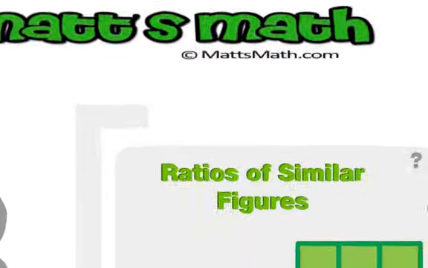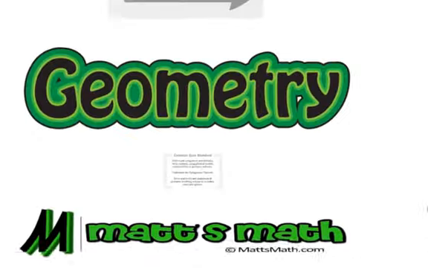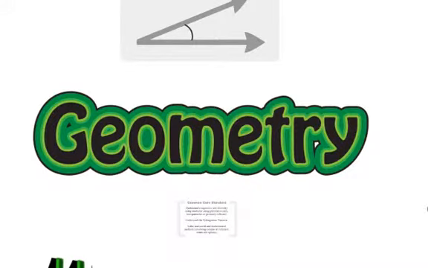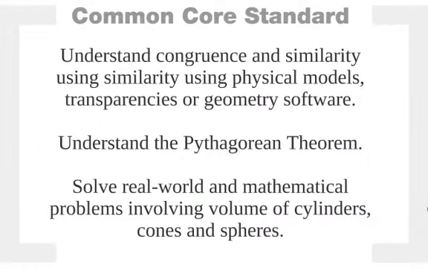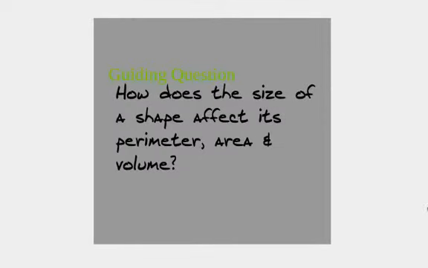Thanks for joining us here today as we talk about ratios of similar figures, especially dealing with area and volume. We are in the Math Common Core Standard of Geometry, and today we're going to be talking about similarity and using physical models, especially in geometry having to do with area and volume. Let's get started. Our guiding question today is: how does the size of a shape affect its perimeter, area, and volume? Do you have any idea?